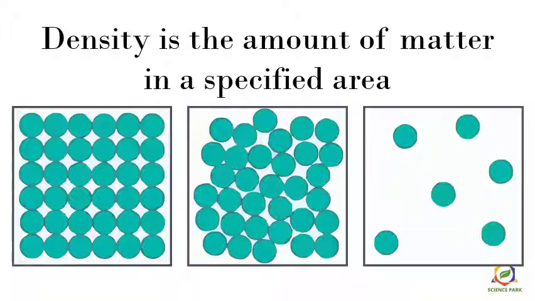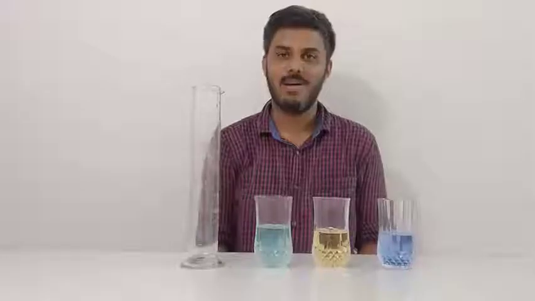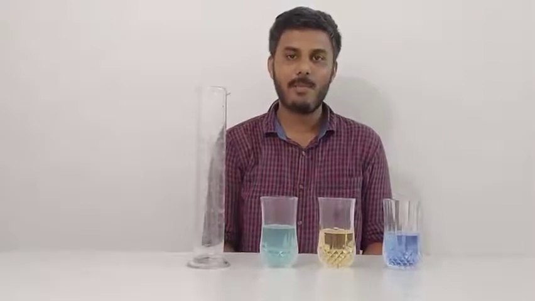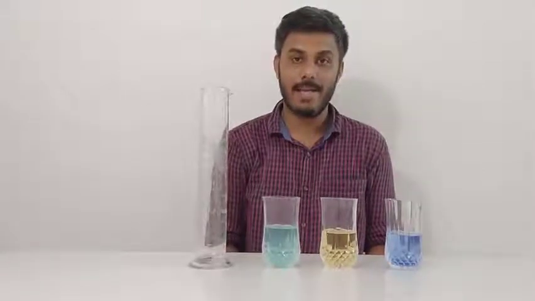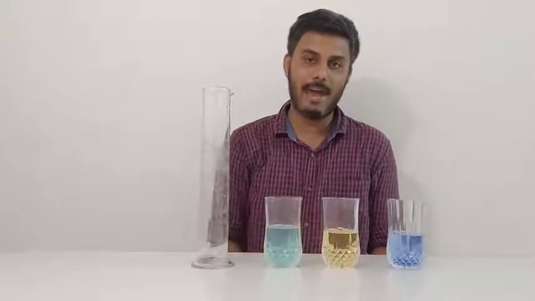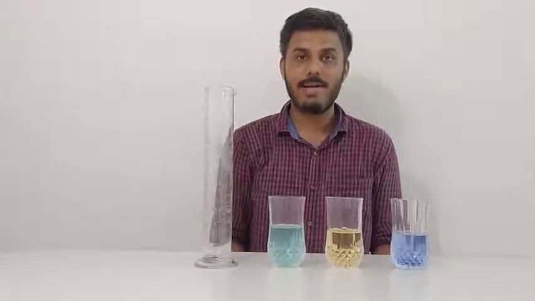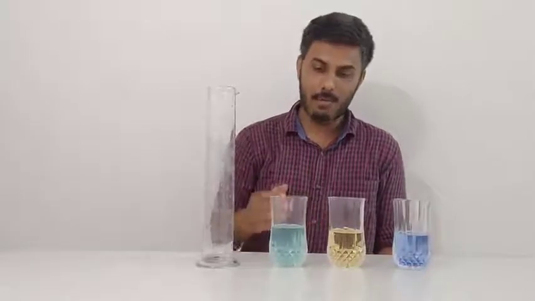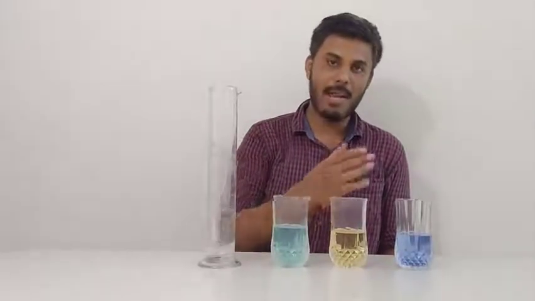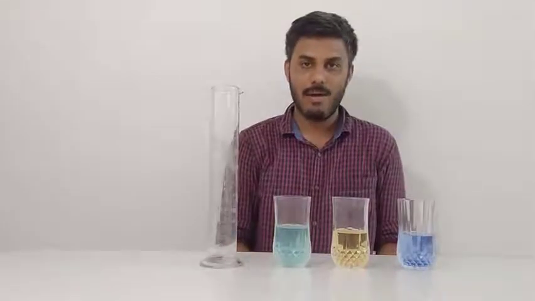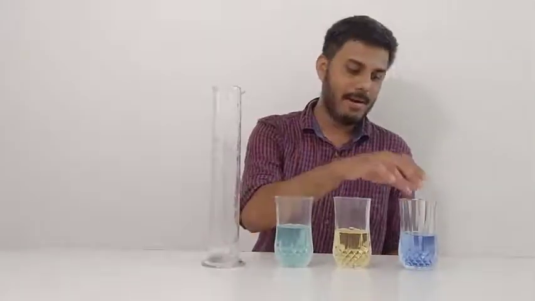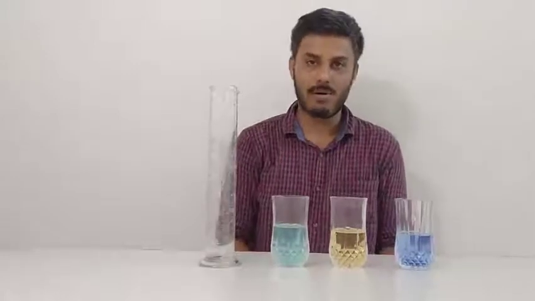Right. Now we'll have a look at an experiment on density using different liquids. So in this experiment, we are going to make a density tower. Yes, using these three liquids we have, we are going to construct a density tower. So the liquids we are going to use are water, vegetable oil and rubbing alcohol. We have added green color to water and blue color to rubbing alcohol.